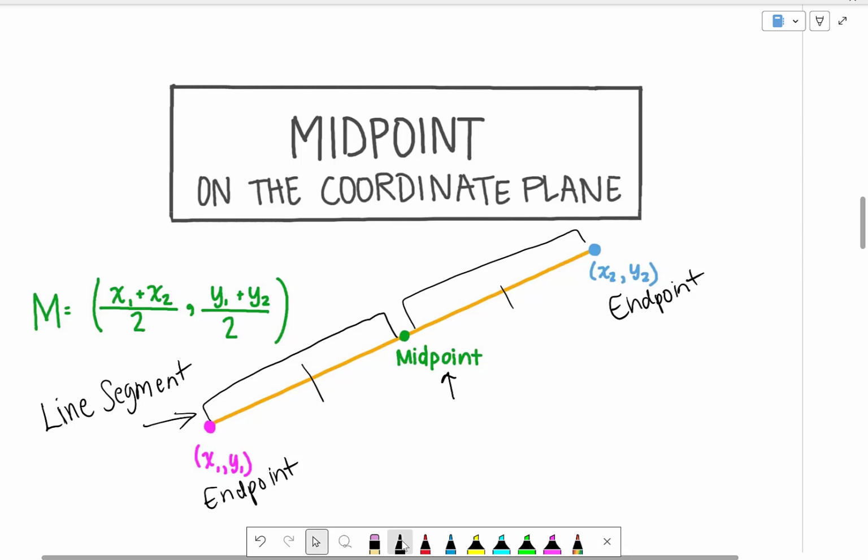And then the most important thing is the midpoint formula. So that's the midpoint formula.